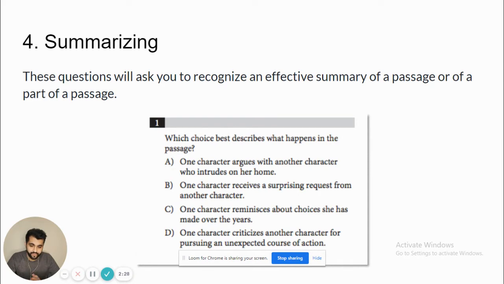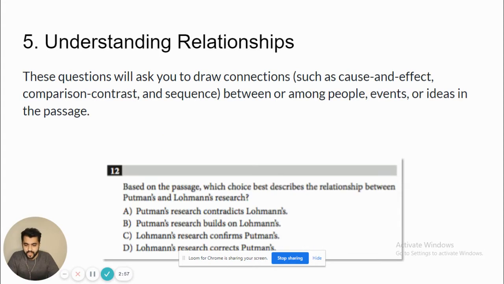Another is summarizing. So these questions will ask you to recognize an effective summary of a passage or part of a passage, right? So the question is, which choice best describes what happens in the passage? And then there are 4 choices. So this particular question is from a literature passage, and this basically summarizes what exactly happened in that passage or the whole passage, maybe.